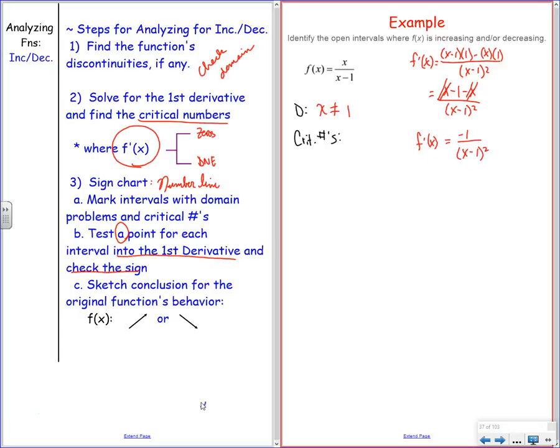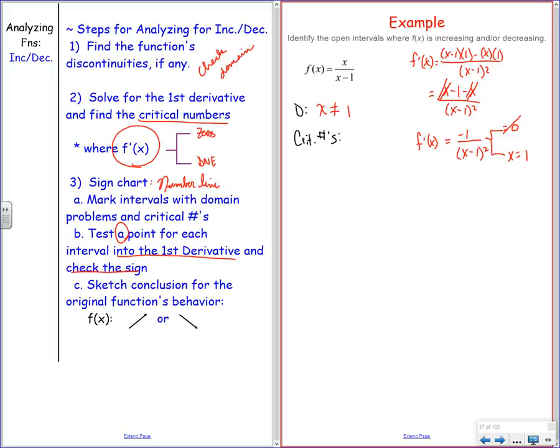What am I going to do with this derivative? Set it equal to 0, both the top and the bottom. But wait, can the top equal 0? No. Negative 1 can't equal 0. I can't even find an x. This is impossible, so forget it. There are no zeros of this derivative. No horizontal tangents. Set the bottom equal to 0. Okay, there's one.